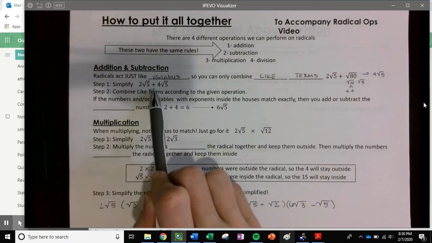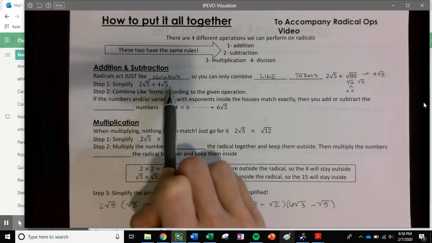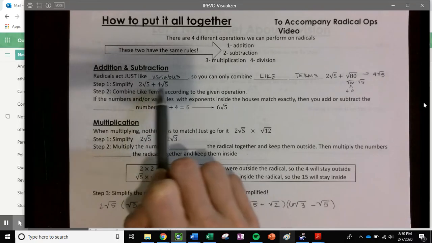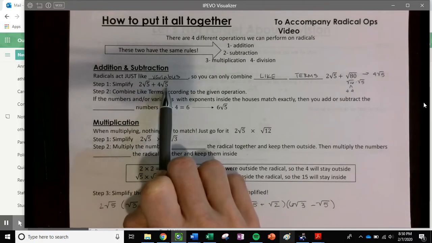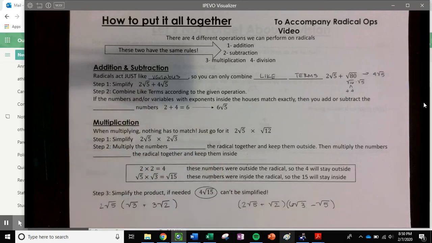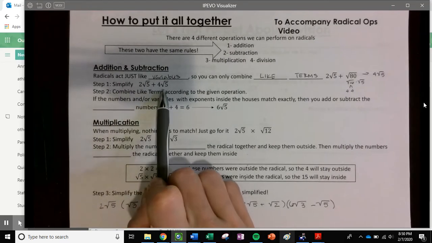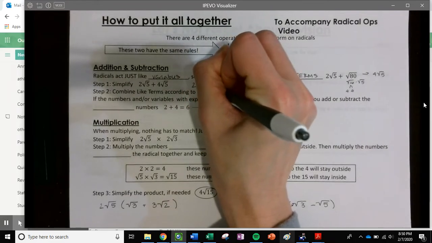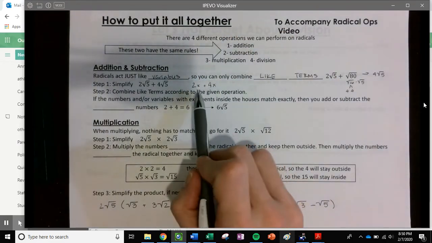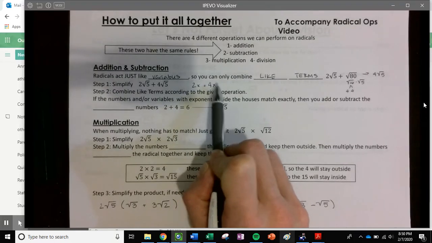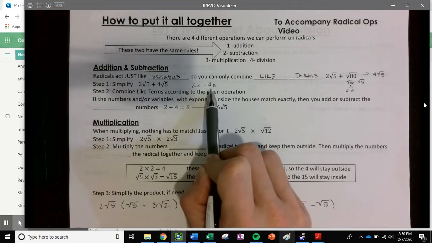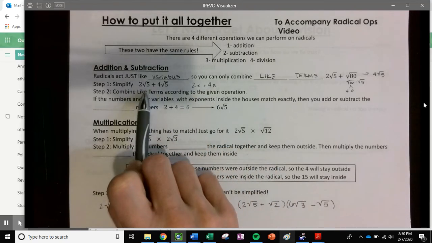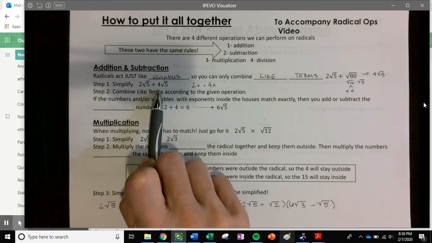So 2 square root 5 plus 4 square root 5. Just like matching variables, these are now like terms. Root 5, square root, perfect. I can add these two things together. And just like if I had 2x plus 4x, I would say, well, if I've got 2x's and 4x's, put them together in the same pile, I've got 6x's. I add the coefficients. I do the same thing with radicals. Okay, I combine the like terms according to the given operation.